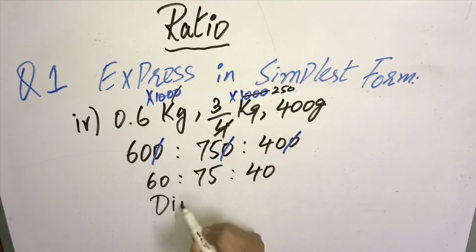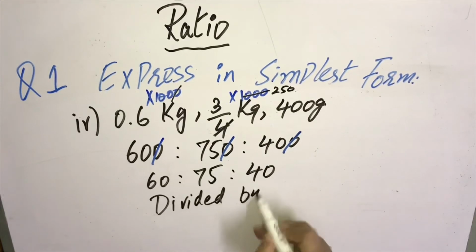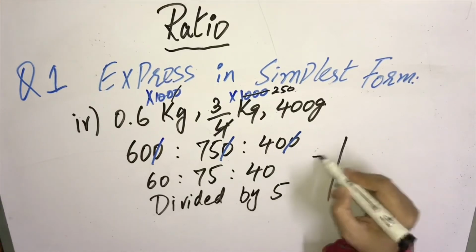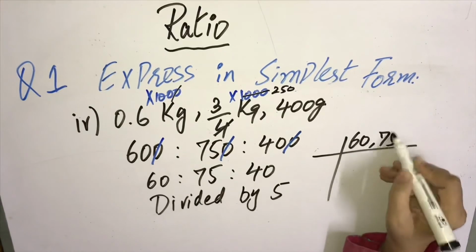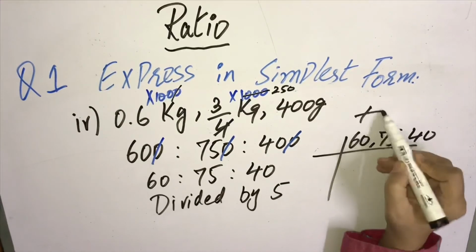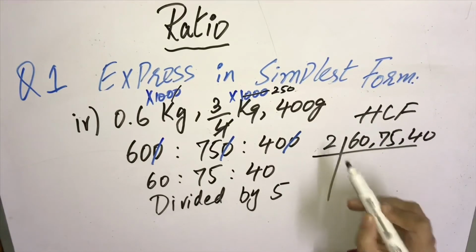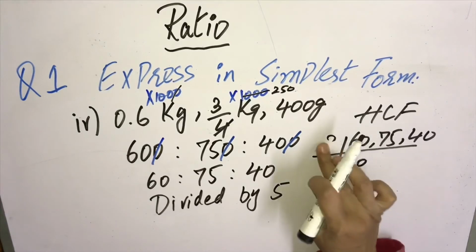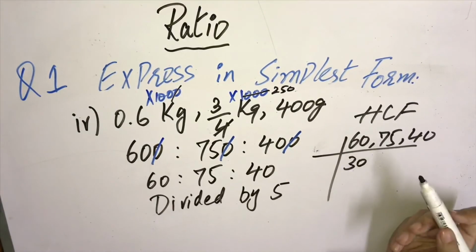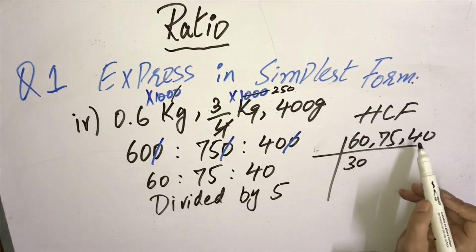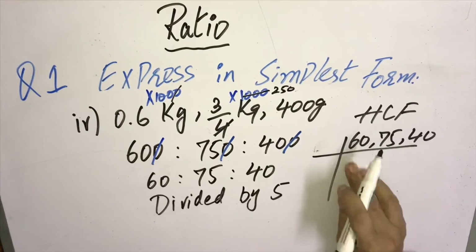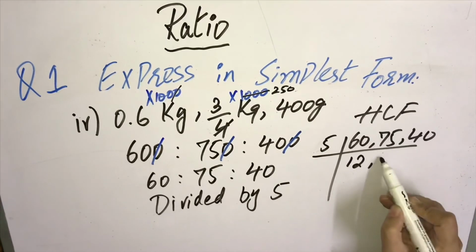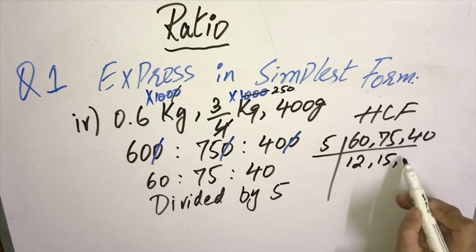Now I shall divide all three with 5. I think I cannot divide by more than 5. The way to check the maximum divisor is the highest common factor. I shall divide these 3 with 2. No, I cannot divide 75 with 2. So I shall divide these 3 with 3. No, I cannot divide these 3 with 3 because 40 can't be divided by 3. So I shall only divide these 3 with 5. Yes, I was right. 5 twos are 10, 5 ones are 5, 5 twelves are 60; 5 fifteens are 75; 5 eights are 40.